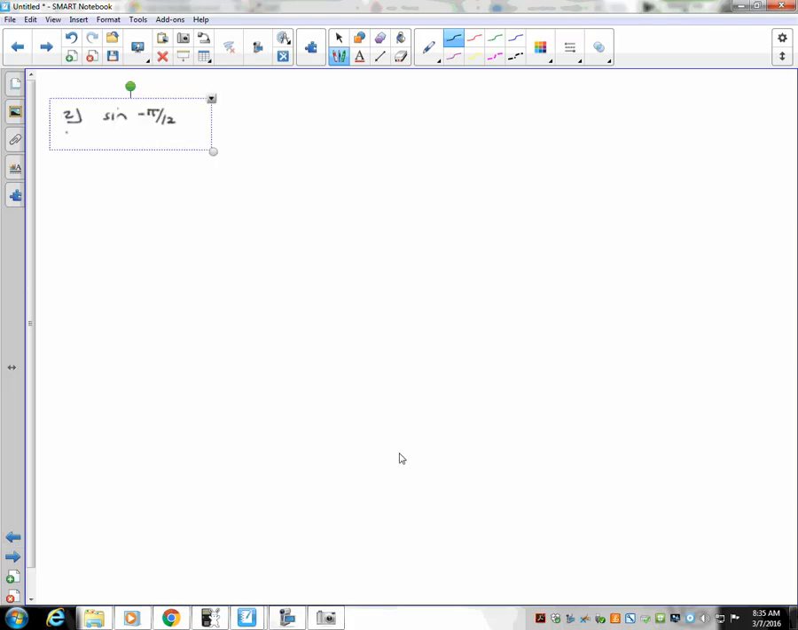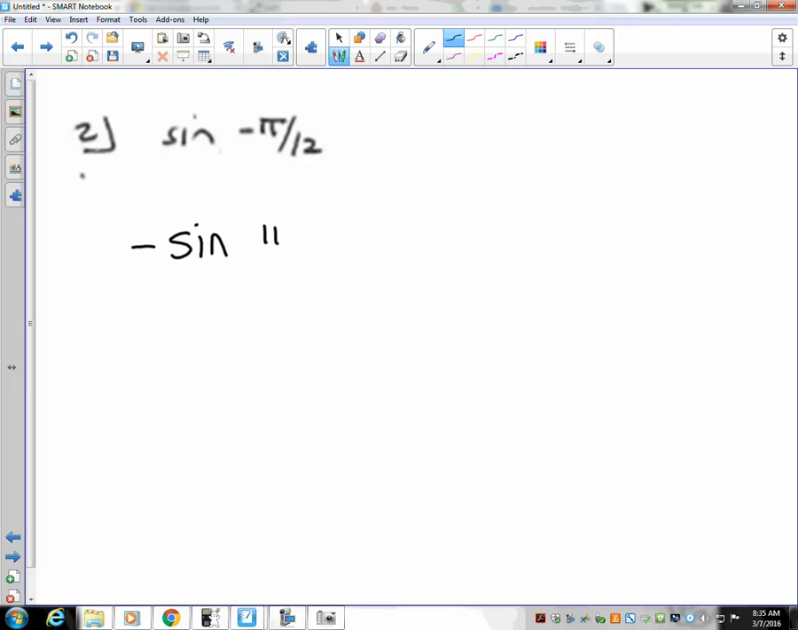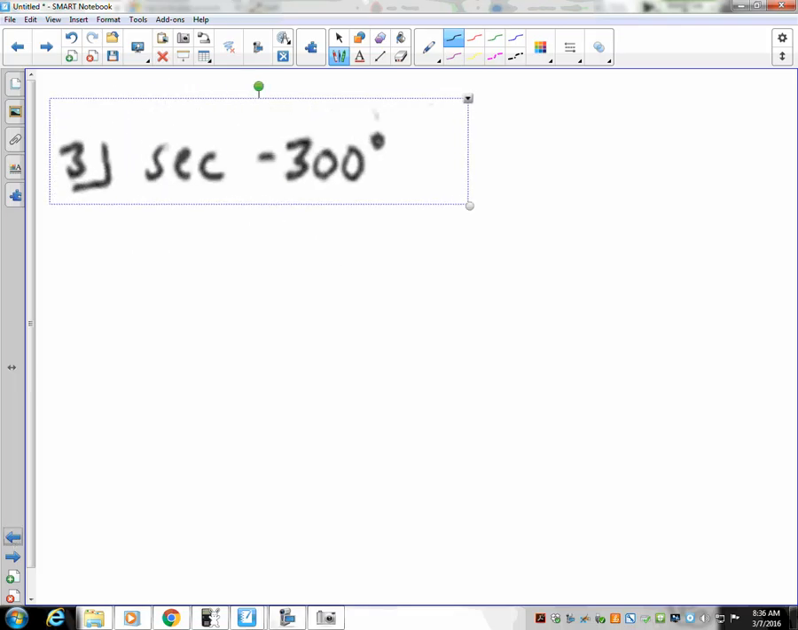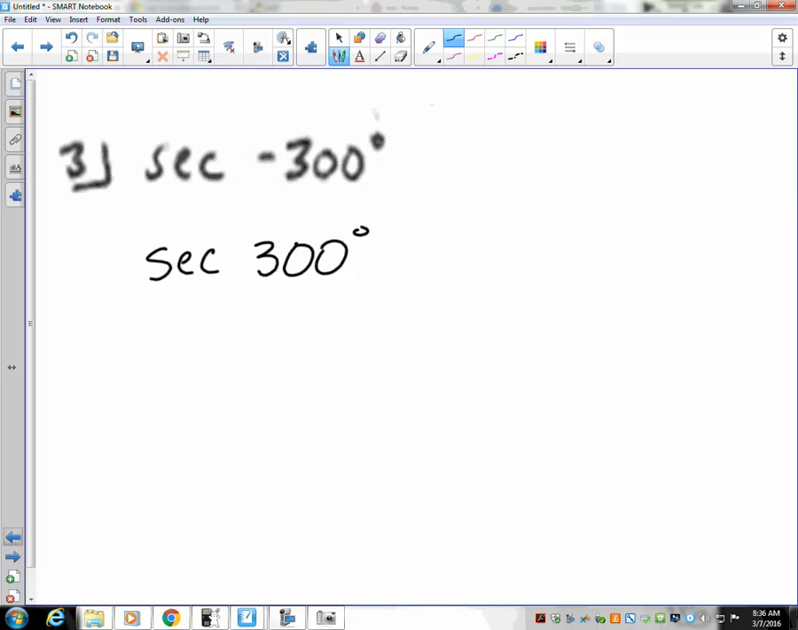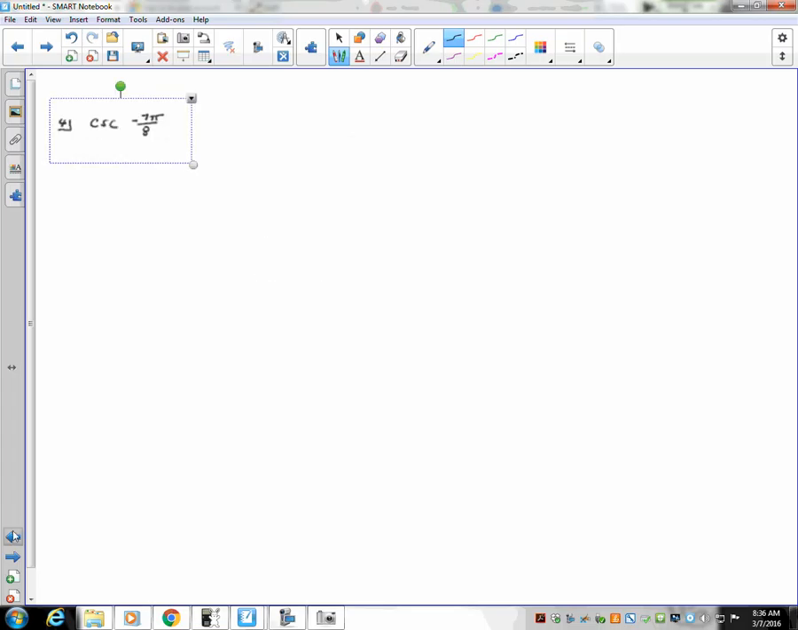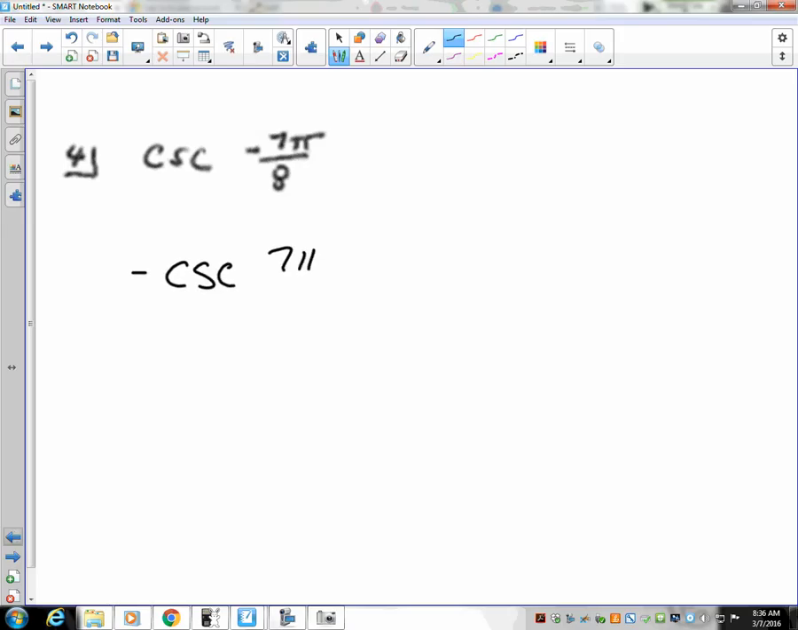Okay, number two, we got the sine of negative pi over 12. Since sine is odd, we're going to pull that negative to the front. So this would just be the negative sine of pi over 12. Okay, number three, we've got secant of negative 300. Now remember, secant is even, so this would just be secant of 300. Number four, cosecant of negative 7 pi over 8, so we're going to pull that negative to the front since cosecant is odd.